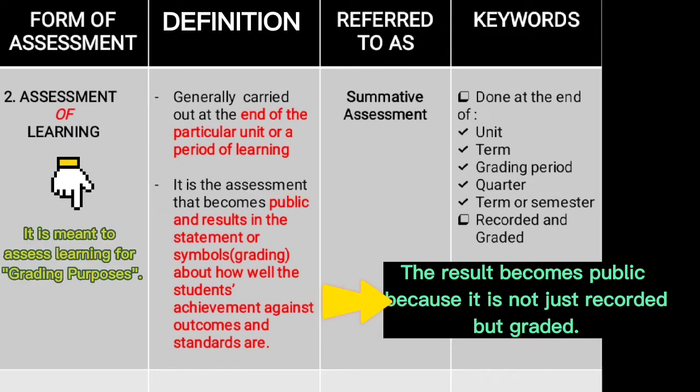Also, assessment of learning is meant to assess learning for grading purposes. Again, assessment of learning is done after instruction, usually referred to as the summative assessment. Now let's go to our keywords for assessment of learning. The keywords are done at the end or after instruction, and graded. Please familiarize these words: done at the end or after the instruction, unit, term, grading period, quarter, and semester. In short, the assessment for learning is done before or during instruction, while assessment of learning is done at the end or after instruction, and it is graded.